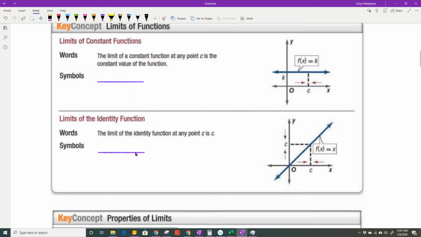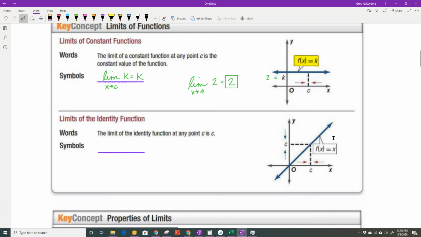So the first two functions that I want to talk about are the constant function and the identity function. Your constant function looks like this. That's basically y equals a number, okay? And we're going to say that the limit of that function as x approaches c, the limit of k, equals k. So if k was equal to 2, then the limit as x approaches 4 of 2 equals 2. Anywhere on this line, no matter where I'm going, as I get closer to that value, in this case I just said 4, then it's going to be 2.